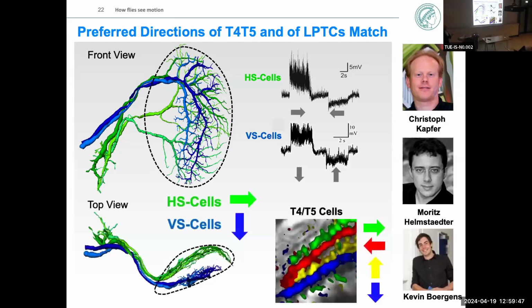If we take a look at this lobula plate cell from the top, we see that the HS cell has its dendrites in the first layer, where T4, T5 cells have their terminals that respond to rightward motion. VS cells have their dendrites in the 4th layer, where the T4, T5 cells terminate that respond to downward motion. So this matches, right? It fits for the preferred direction, but who's causing this hyperpolarization?